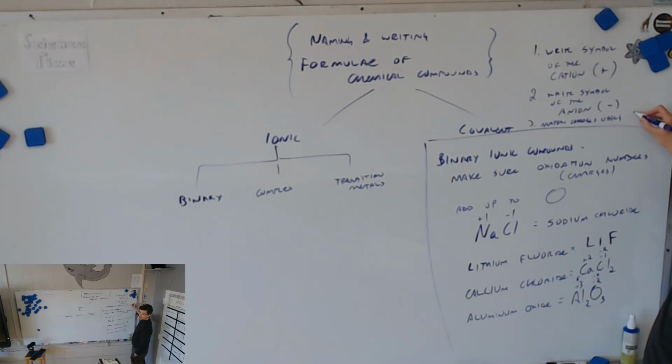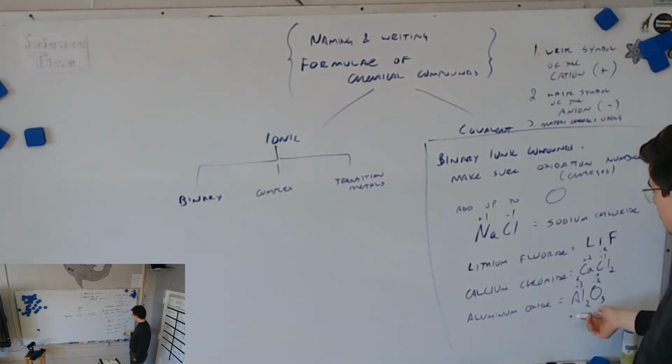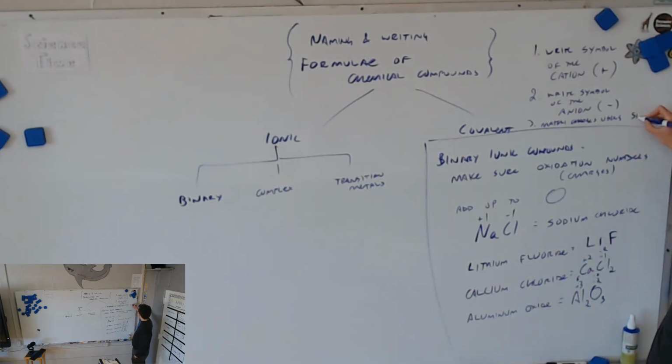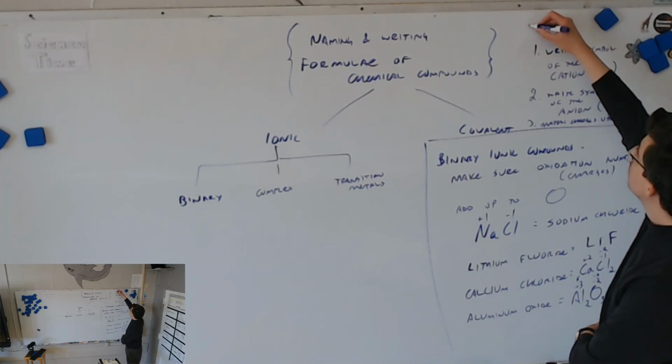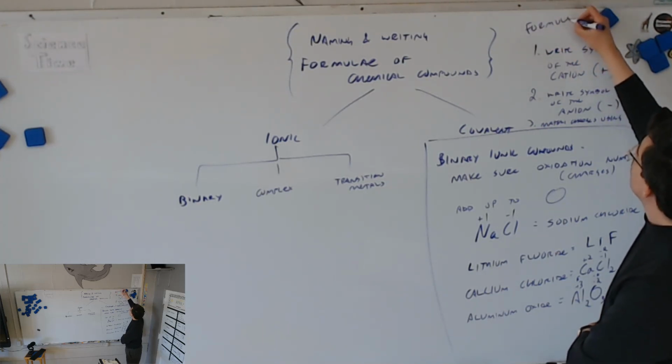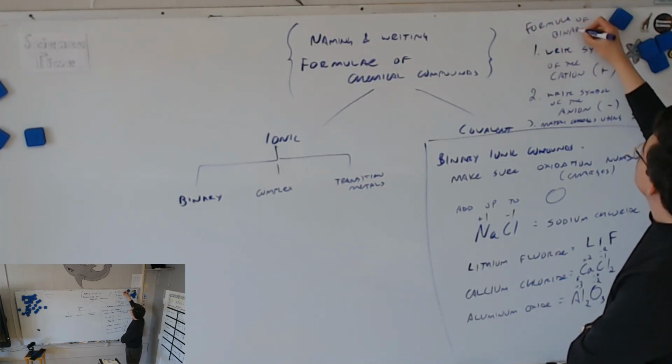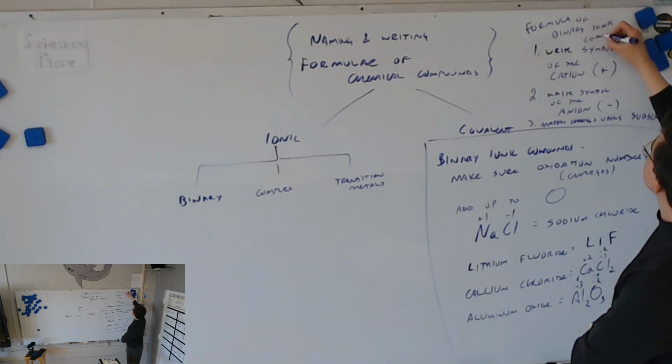What things do we use? Say it, Lily. Well, we use the oxidation numbers, but what do we actually put in? Like, what do we change about the formula? Subscripts, using subscripts. And what are these the steps of? I probably should have labeled it that first. These are the steps to do what? To write the formula of binary ionic compounds.